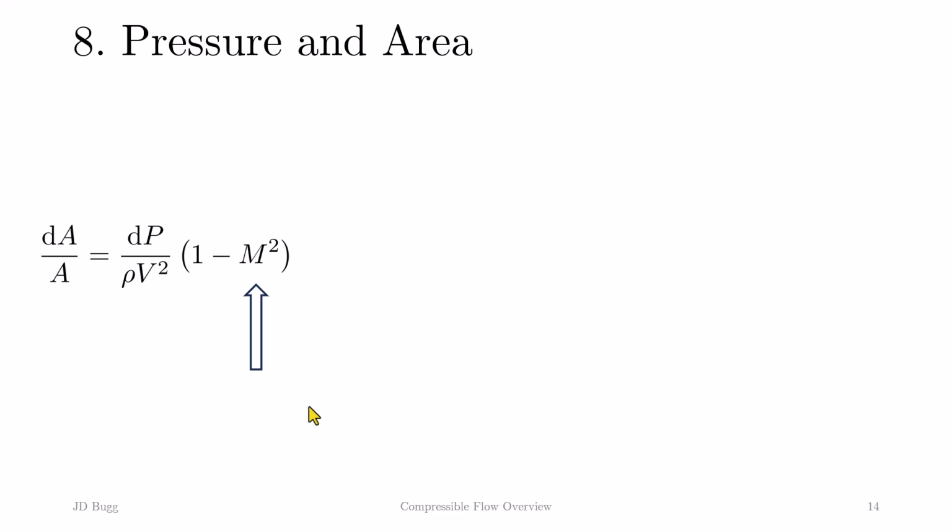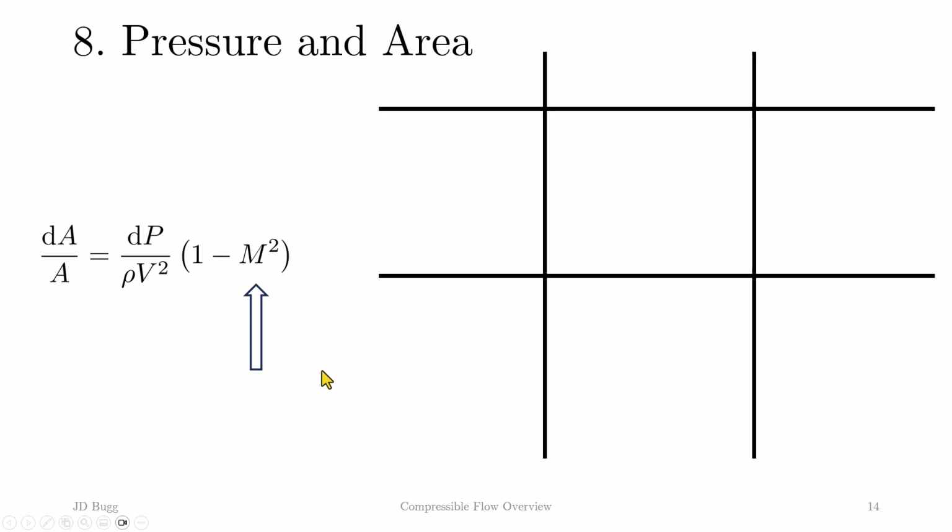When the Mach number is less than 1, this is a positive number, and when the Mach number is greater than 1, this is a negative number. We'll build a little table to summarize the important implications of this equation. We're going to look at converging and diverging ducts. A converging duct has dA less than 0, and a diverging duct has dA greater than 0.